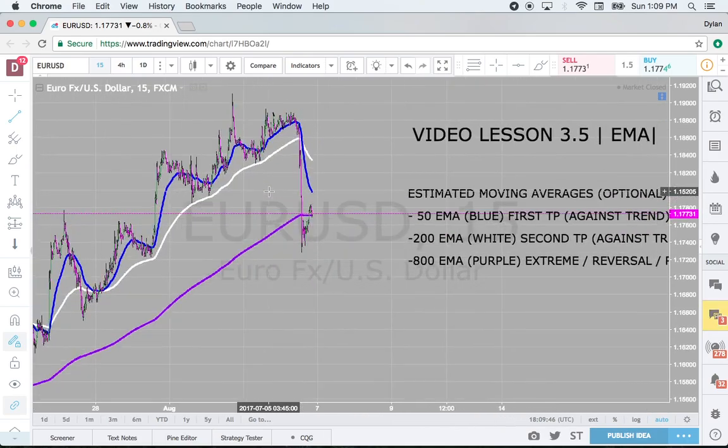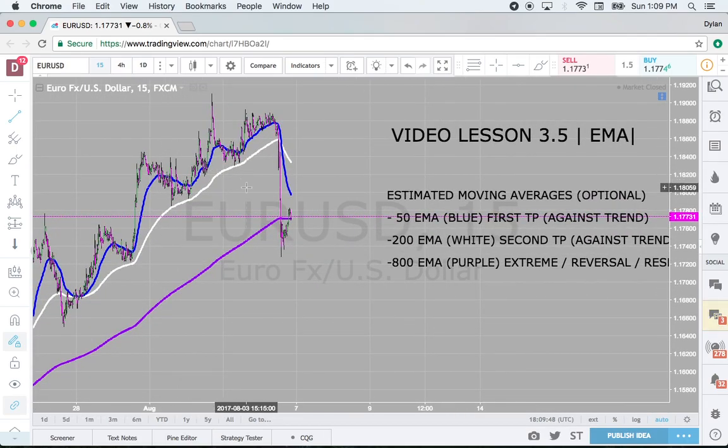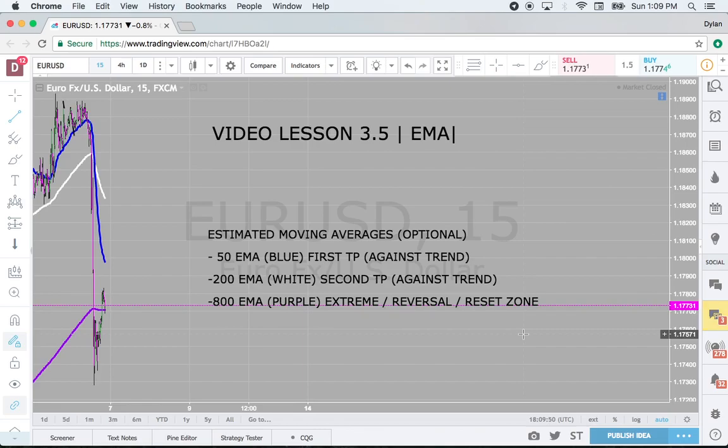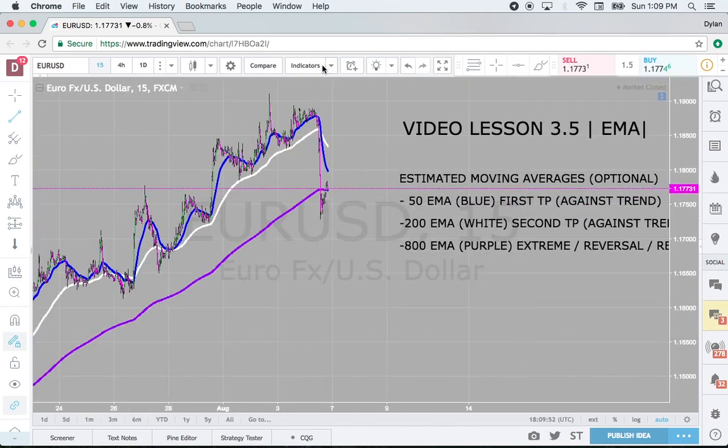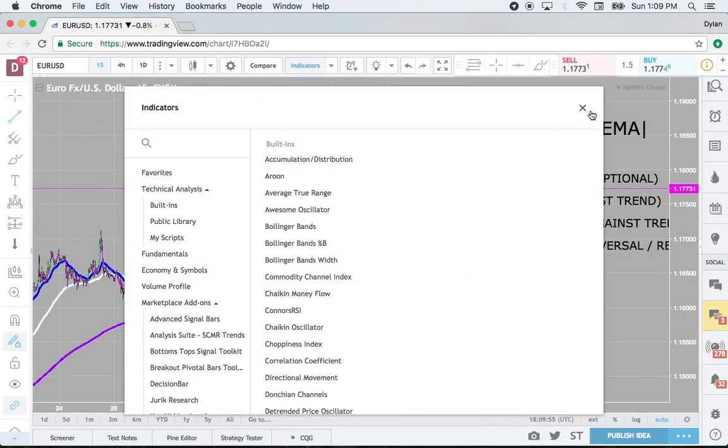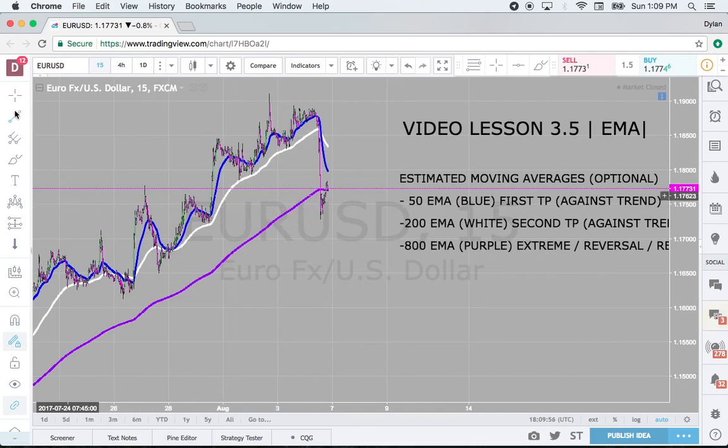So 800 moving average. We'll go a little bit more in depth on that shortly, but let me show you guys how to set these up.